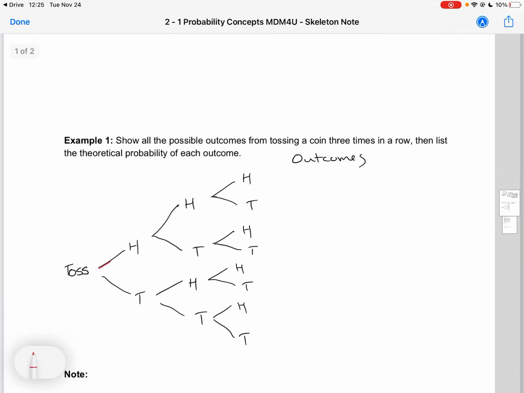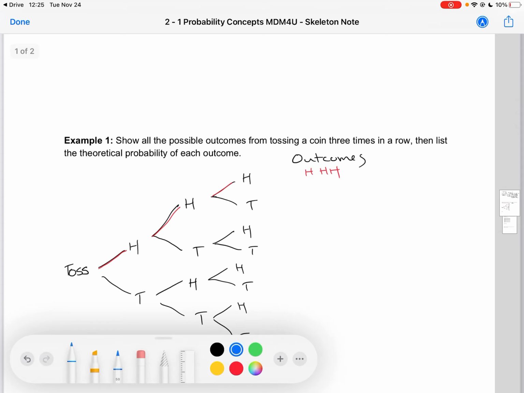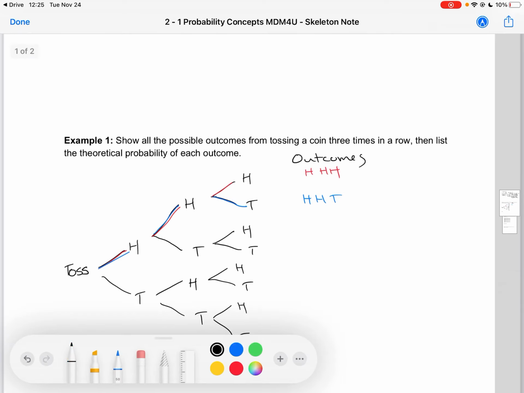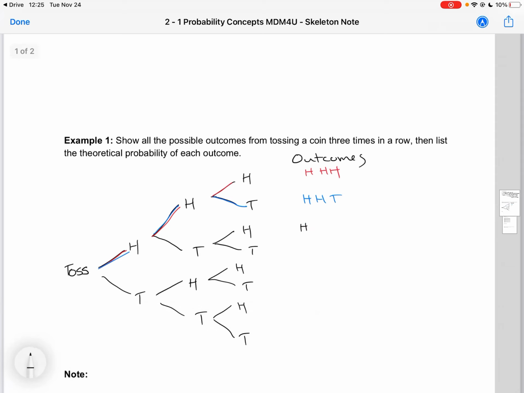So if I follow the first branch of the tree, I've got heads, heads, heads. And then I will switch to blue for the second branch, head, head, tail. And I can continue all the way down the tree here. So then I've got head, tail, head, head, tail, tail, tail, head, head, tail, head, tail, tail, tail, head, and finally tail, tail, tail.